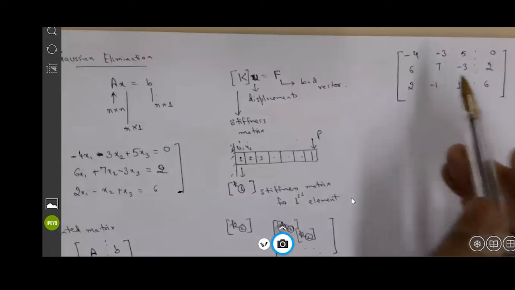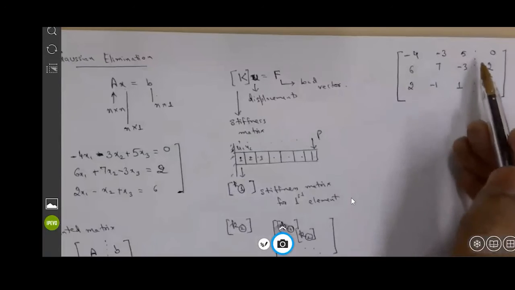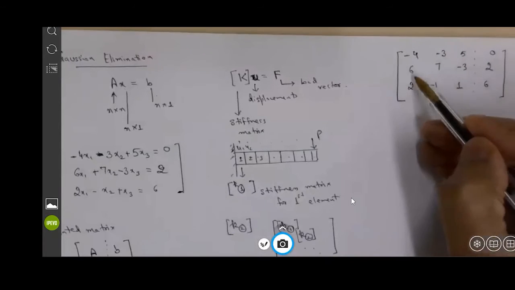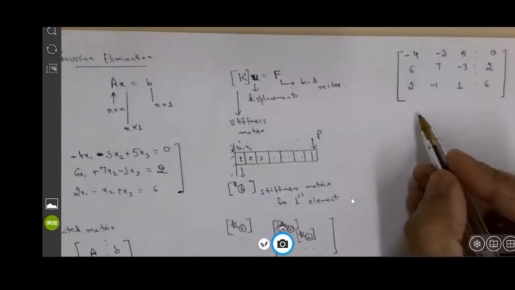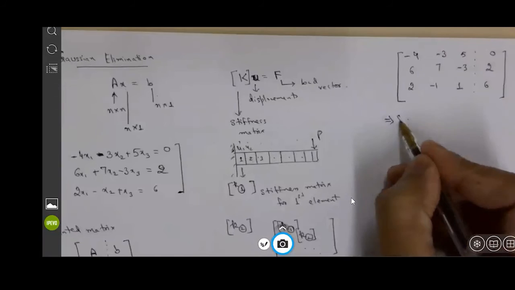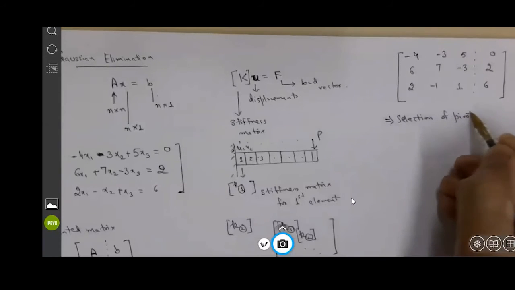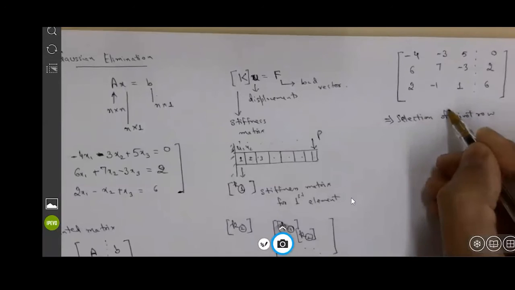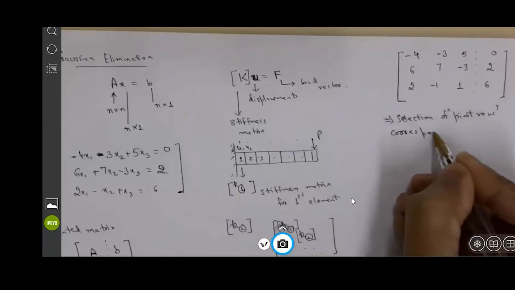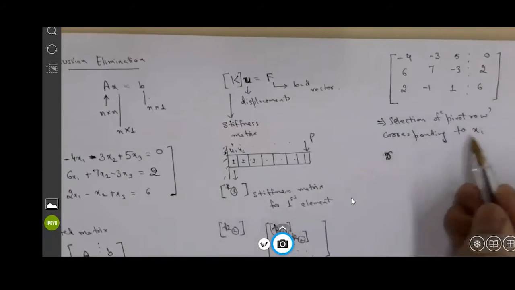Yes. So you look at all the elements corresponding to x1, which are -4, 6, and 2. What you do is find which row is the pivot row. So what we are doing is selection of the pivot row corresponding to x1.